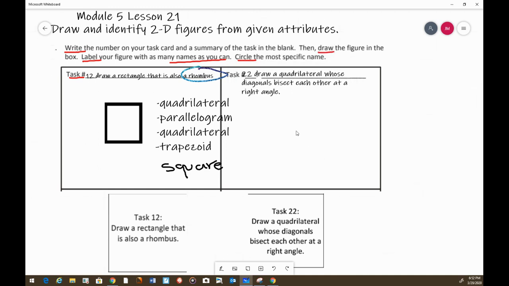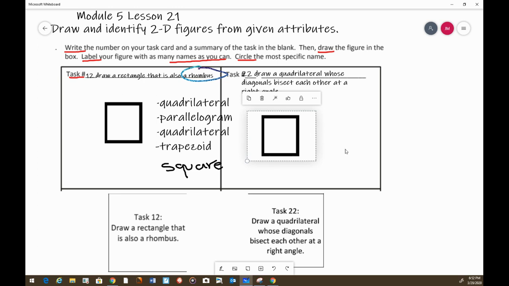Now we got to draw a picture. It says draw a quadrilateral. That means you have to draw a shape that has 4 sides. And it also says that whose diagonals bisect each other at a right angle. Oh, look at this. I'm just going to copy that one and paste it over here. And you're going to say, why do you do that, Mr. Magna? Well, let's see. It says draw a quadrilateral. Well, this one is a quadrilateral because it has 4 sides.